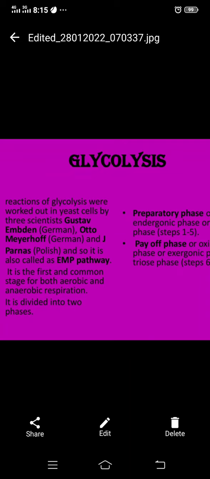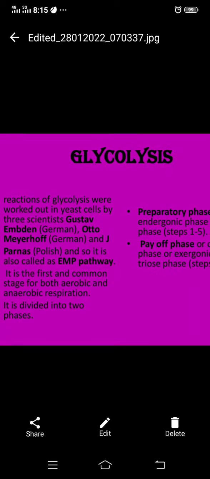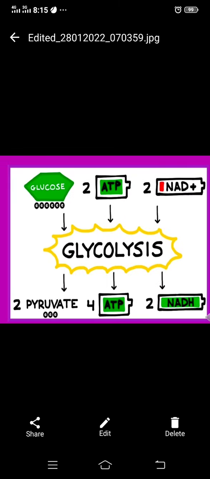It includes two different phases: preparatory phase and payoff phase. So this is the overall scheme of glycolysis. Here the glucose, a 6 carbon molecule, enters into glycolysis. Finally, it is converted into a 3 carbon compound, that is pyruvate, and also the end products, 4 ATPs and 2 NADH. Okay, this is the overall scheme of glycolysis.